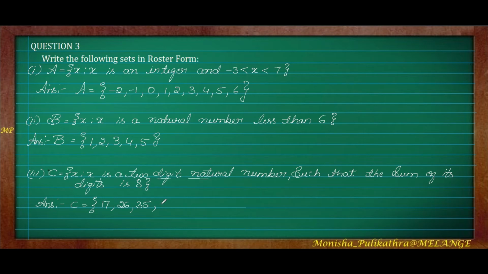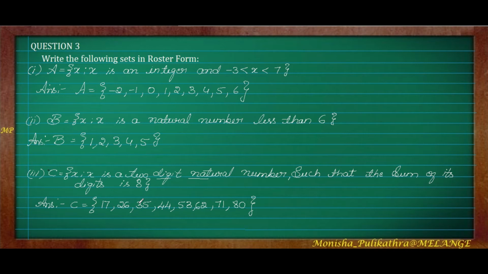Okay, 35. Next take 4. So 4 plus 4 is 8. Next 5. 5 plus 3 is 8. Next 6 plus 2 is 8. And 7 plus 1 is 8. 8 plus 0 is 8. But we can't write 08. 08 is a single digit number. This is 80. 8 plus 0 is 8. So these are the numbers which come under this set.